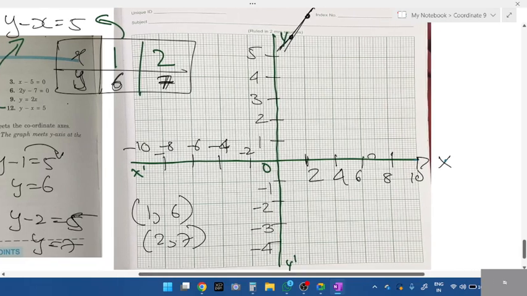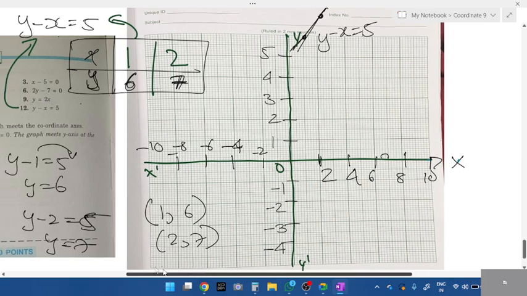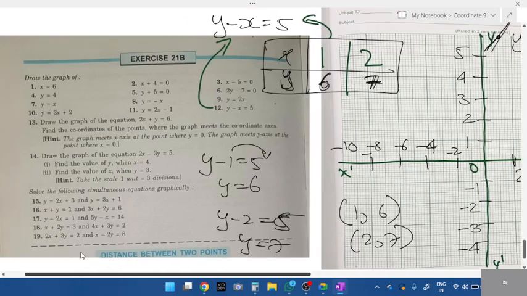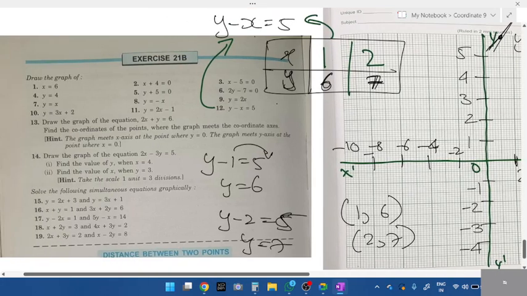And on that answer, y minus x is equal to 5. All of you have completed first main. Any doubts? Okay, first main is done. Draw the graph of the equation.